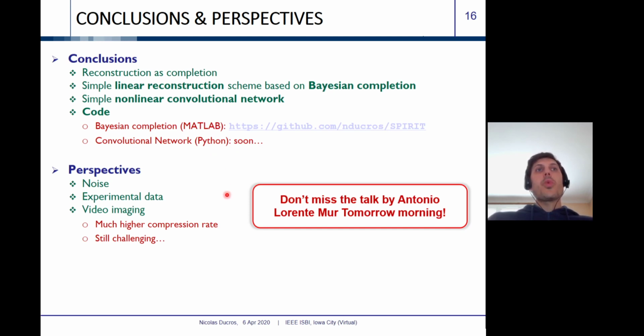In future work, we want to process experimental data, so we will have to be very careful about what is going on when you introduce noise in the data. We are also working on taking into account and exploiting the redundancy that we have in video sequences. If you want to know more about this, don't miss the talk by Antonio tomorrow morning.